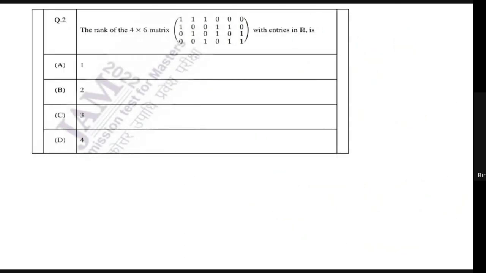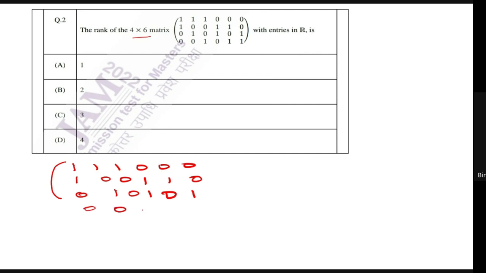So the next question is, this question was asked in JAM 2022. Now we have to find the rank of this 4 cross 6 matrix. The entries are from the real numbers. So simply we can convert it into the following rows: 1 1 0 1 0 0, 1 1 0 0 1 0, 1 0 1 1 0 1 1.